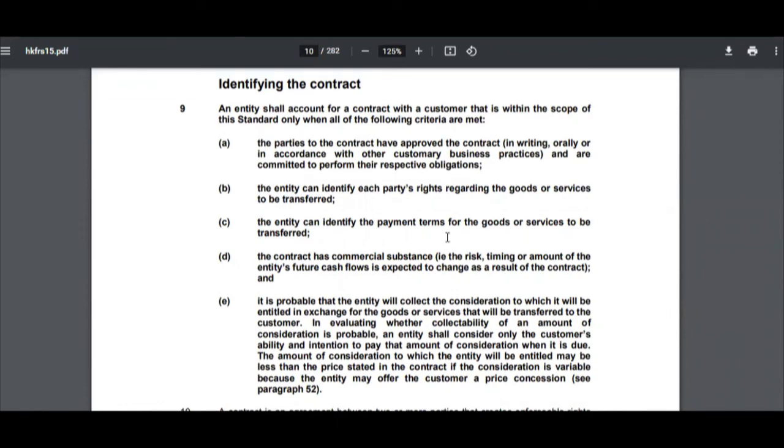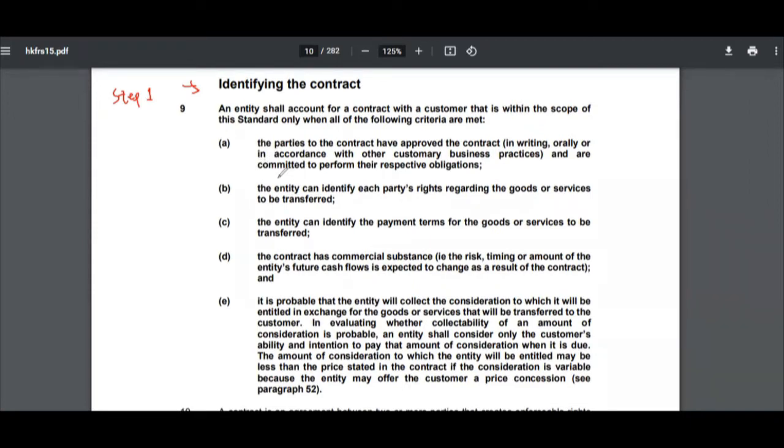Earlier I made this video on revenue recognition standard HKFRS 15, and this is actually an extension to that video. In this video we will focus on step 1 of the revenue recognition model, that is about identifying the contract, right? So this standard talks in detail about what a contract is, what would be recognized as a contract when talking about revenue from customers.